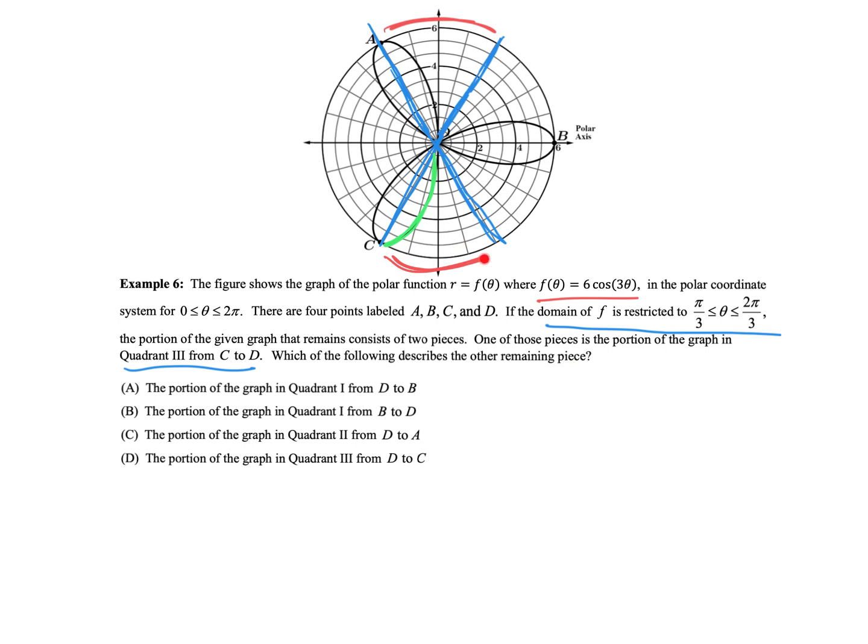All right, then it says, which of the following describes the other remaining pieces? So, do I have any more remaining pieces here? No. However, it could be right here, though. And so my remaining piece is this portion right there. And so what does that portion cover? 2 pi over 3. From D to A. And so that's why it is C.